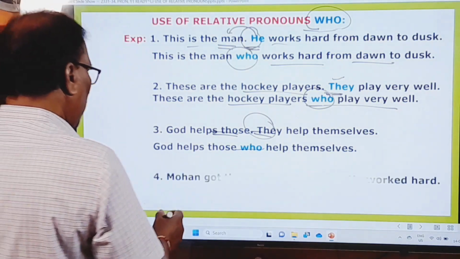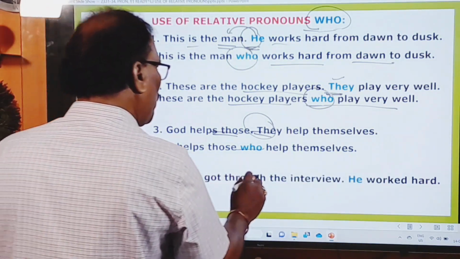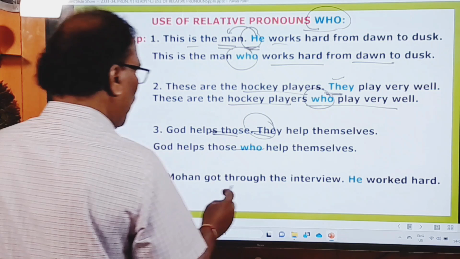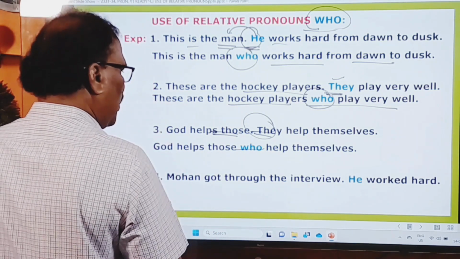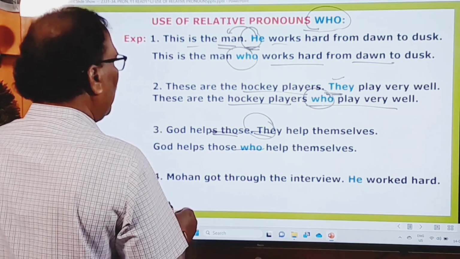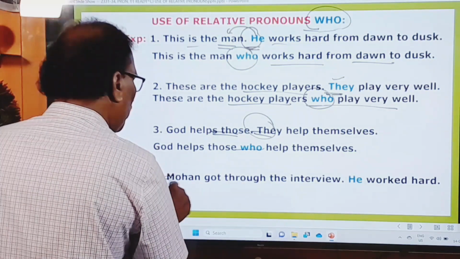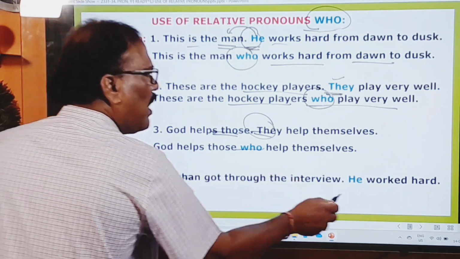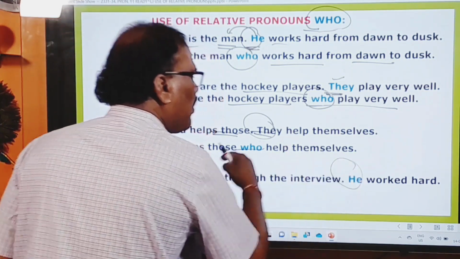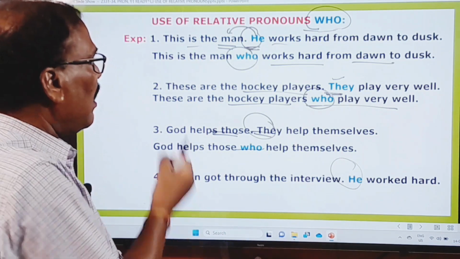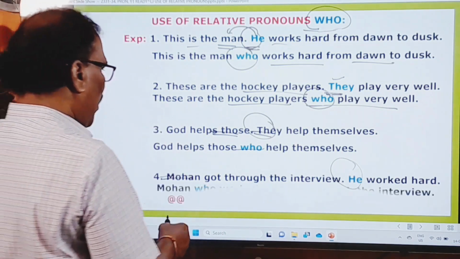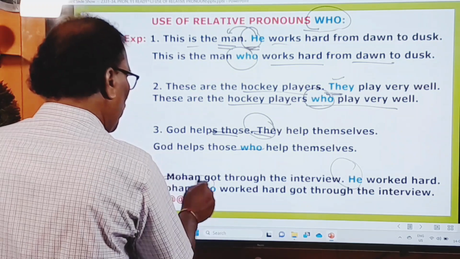And here one more example is given. Mohan got through the interview. He worked hard. Okay, Mohan got through the interview. Okay, he worked hard, right? Here we are talking about Mohan. He got through the interview, and in the second sentence we are using he instead of that Mohan, right? And here what is that? To join these two statements we have to use who.